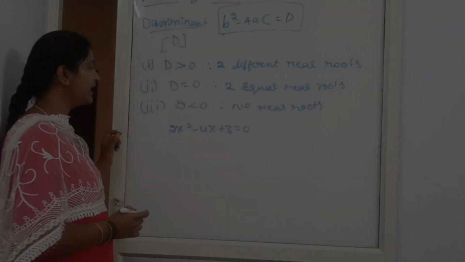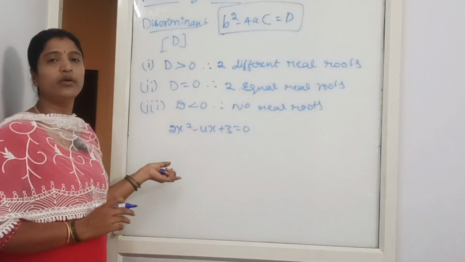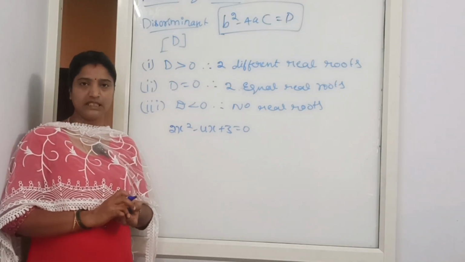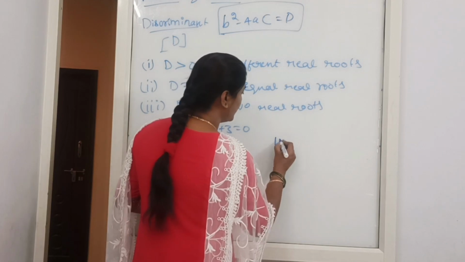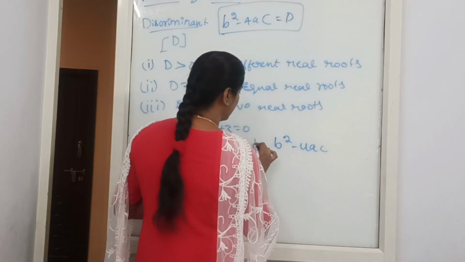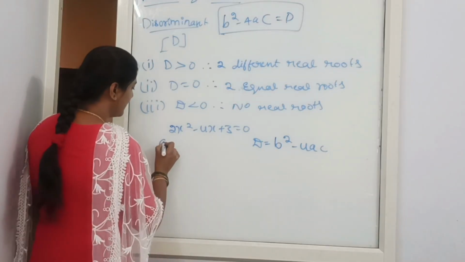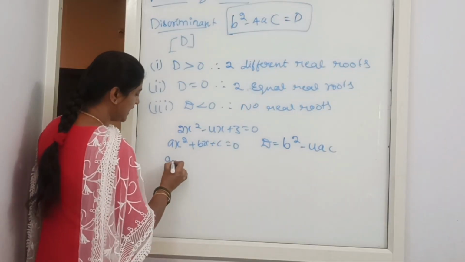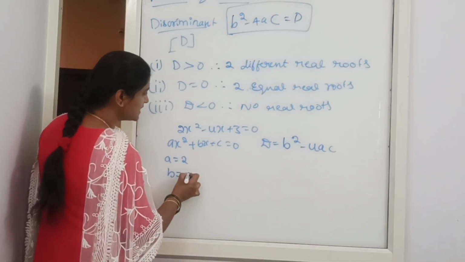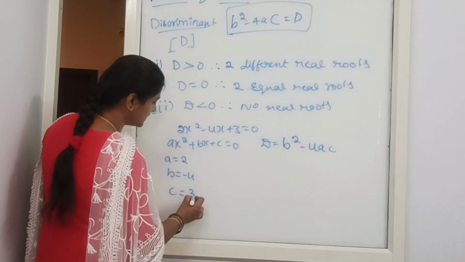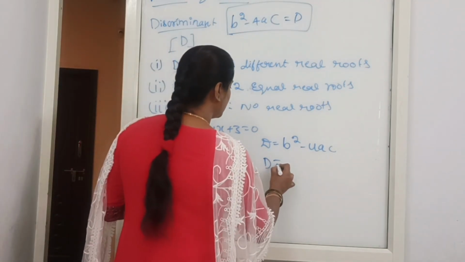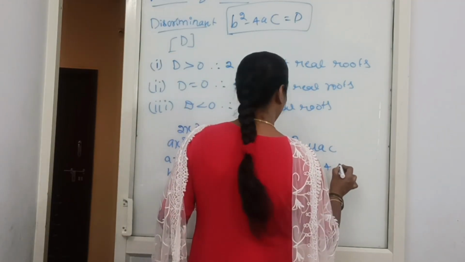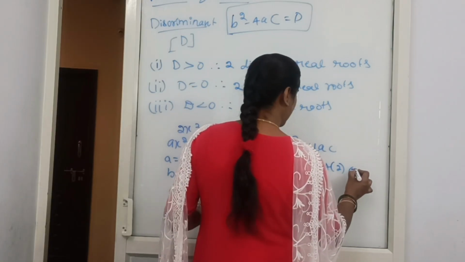Okay. And we can find its roots. Here there is no need to go for the factorization method or the quadratic formula. If they ask you to find the nature of the roots, you can go for the discriminant, b square minus 4ac. Is it not? Here, compare this with the general equation. What is a? 2, b is minus 4, and c is 3. Is it not? So D is equal to b square, minus 4 whole square, minus 4 into a into c.